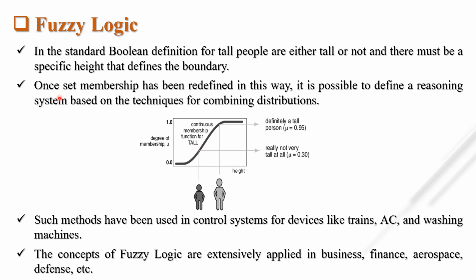So in fuzzy logic we are only ranging between 0 and 1, 0 for false and 1 for true. Such methods have been used in control systems for devices like trains, AC and washing machines. Like in an AC we can say that we are setting the temperature to 26 degrees, and if it rises to 27, then automatically the AC will turn on. Then the compressor of the AC will turn off when it reaches 26 degrees. So this is a simple application where fuzzy logic is applied. The concepts of fuzzy logic are extensively applied in business, finance, aerospace, defense, etc.